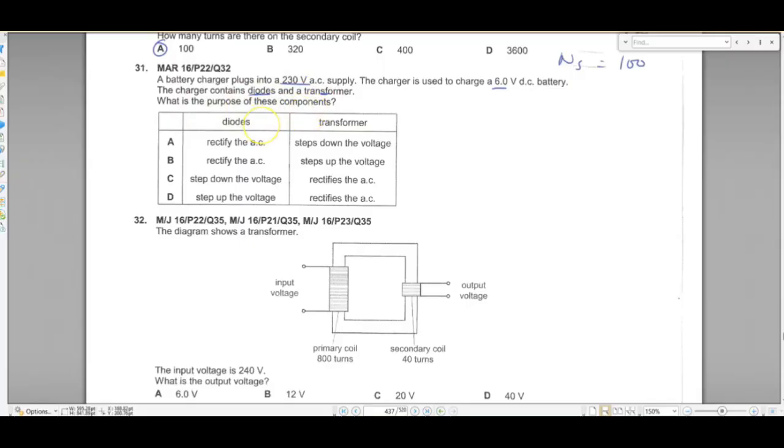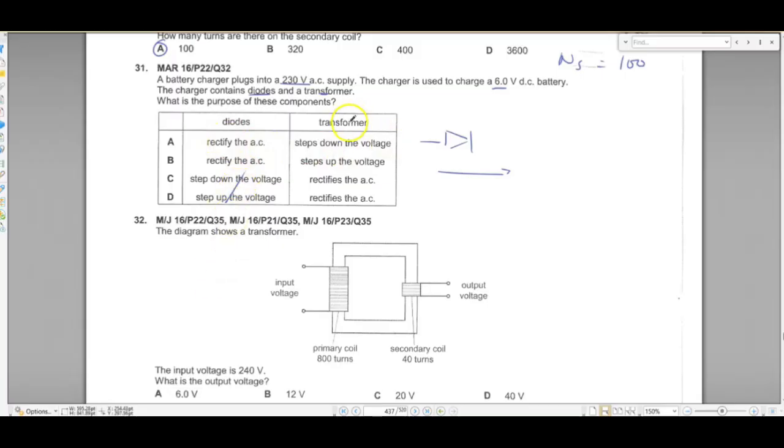Okay, the diode's purpose is to actually rectify the AC. Rectify the AC means to let it move in just one direction, because the function of the diode is that it allows the current to flow in just one direction. AC current is always changing direction, so if it has to charge a DC battery, it has to rectify. The diode rectifies the AC current and then it doesn't change direction and goes in one direction. Okay, so this is the purpose of diodes. This is not the purpose of diodes.